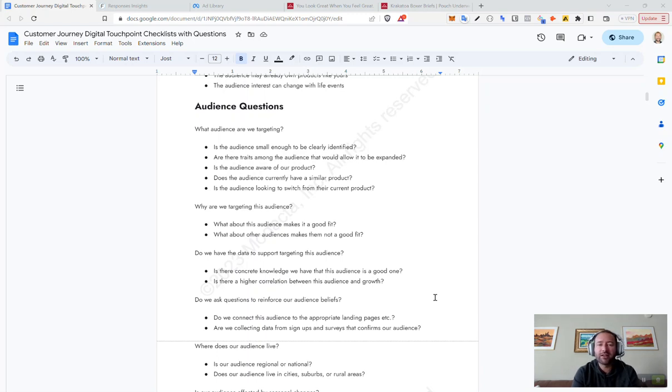Why are we targeting this audience? What about this audience makes it a good fit? What about other audiences makes them not a good fit? The second question is the one that's super, super important here because it's not about what makes an audience a good fit as much as it is what makes other audiences not as good of a fit. This one's super important because as marketers, we tend to say everyone should buy our product, and that's not the truth. There's going to be a subset of every audience that's going to be a better fit for our products.